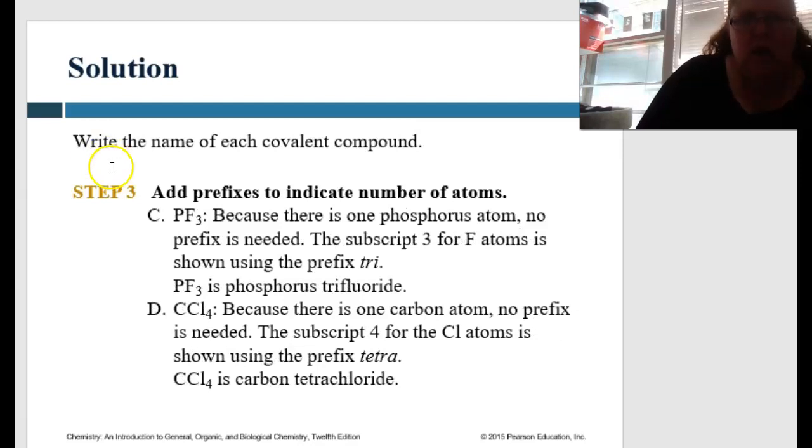Okay, then PF3: because there's one phosphorus atom, no prefix is needed, and the subscript 3 for F is shown as tri, so it would be phosphorus trifluoride. Okay, same thing with this one. This would be carbon tetrachloride.